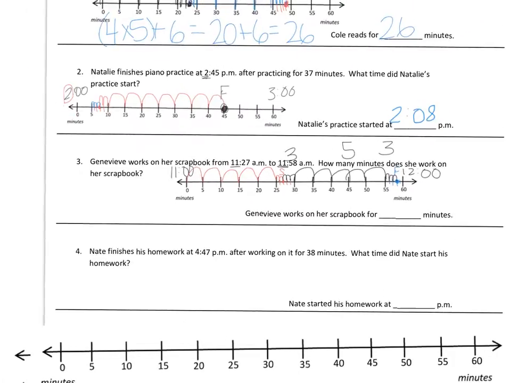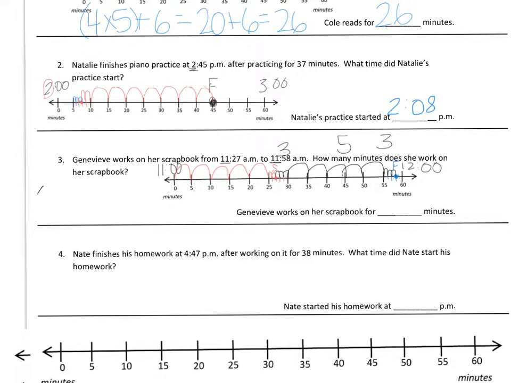So to write my math equation, I have 5 5-minute jumps. So 5 times 5 plus 3 plus 3, 6 minutes equals 5 times 5 is 25 plus 6. 25 plus 6 is 31 because 25 plus 5 is 30, and then that extra 1 makes 31. So 31 minutes is how long Genevieve practices.